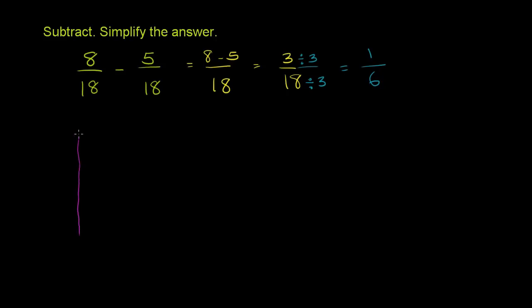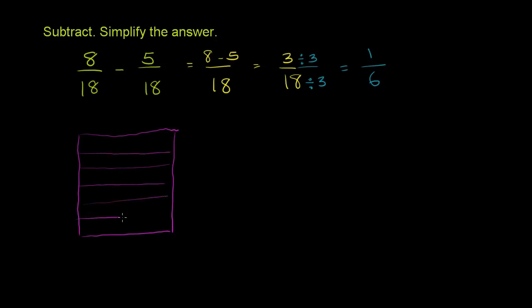So let me draw 18 parts here. It might be a little bit of a messy drawing. Try the best I can. Let me draw 6 in this direction. So that is 3 right there. Then we have another 3. So that's 6 parts. And then let me split this into 3 columns. So there we go. We have 18 parts. Now 8 over 18 is equal to, let's see, 1, 2, 3, 4, 5, 6, 7, 8. That's 8 over 18. And now we want to subtract 5 of the 18ths.